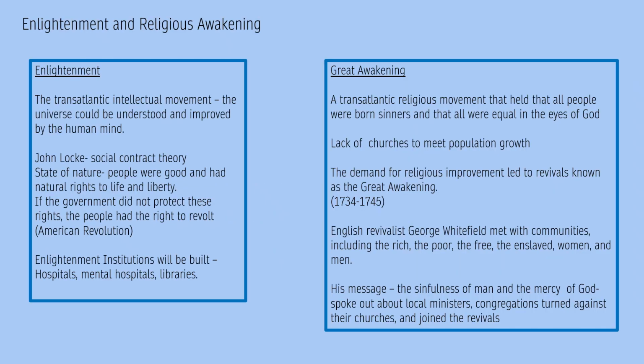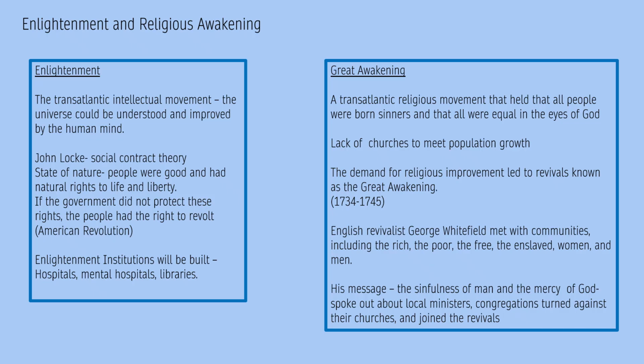All right, so we have two very large movements, the Enlightenment and the Great Awakening. So you need to try and keep these separate in your head. Both of these are considered transatlantic movements. Transatlantic because you have Europe, you have the Atlantic Ocean, and you have the Americas. So these ideas are being transferred over the Atlantic Ocean to the Americas through word of mouth, through pamphlets, through newspapers, and people coming over are talking about what's going on over there.